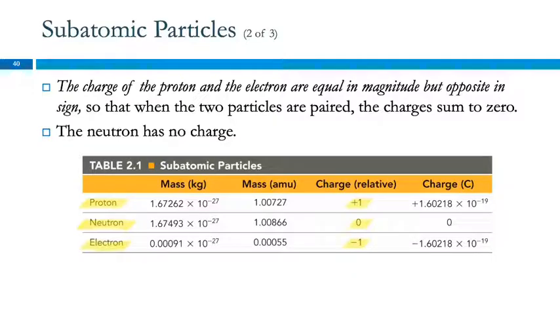So here we have 1.00727. Well, we could just call that 1. And the neutron, 1. And the electron, 0. So for most purposes, we can think of the electron as really not having any mass at all.